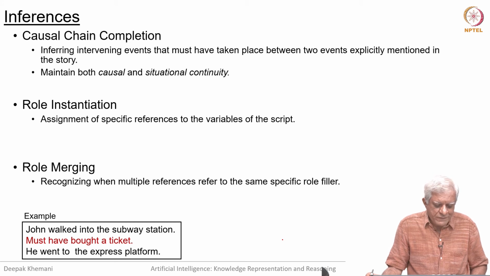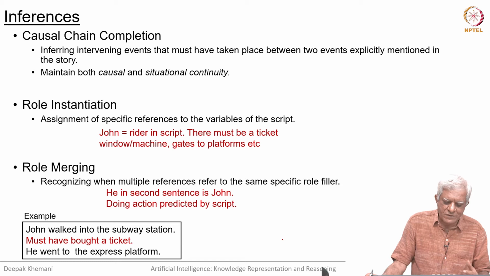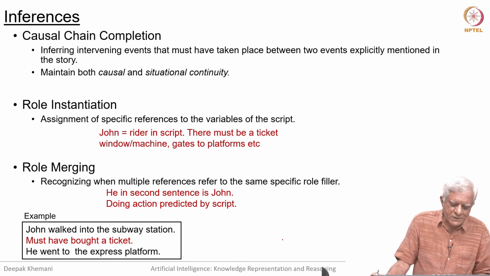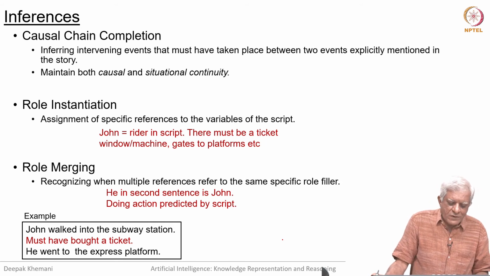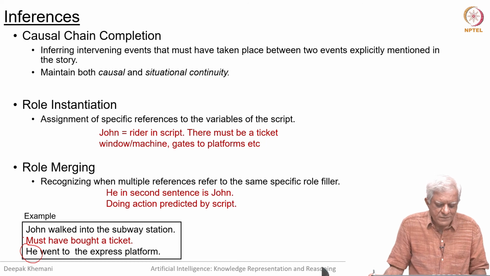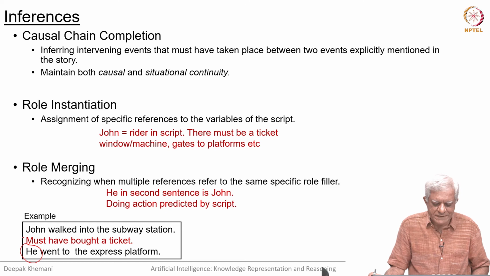Then we have to do role instantiation and role merging. So, John is a rider in the script. There must be a ticket window, props we can recognize, gates to platforms and all that kind of stuff, which is part of the subway script that we just saw. And also role merging. So, when it says he went to the express platform, we must identify that he is John essentially, and he is doing an action which is predicted by the script essentially.